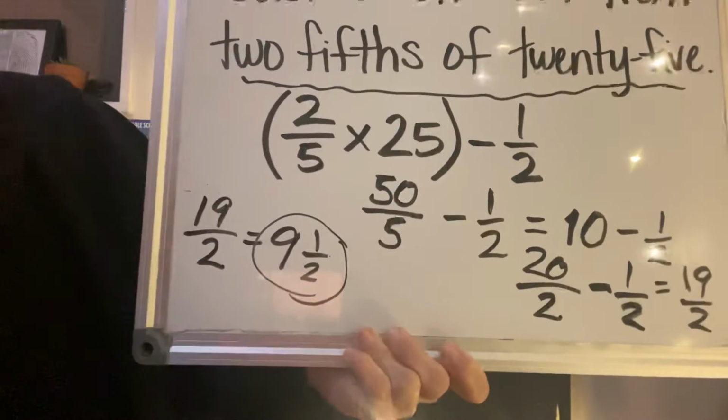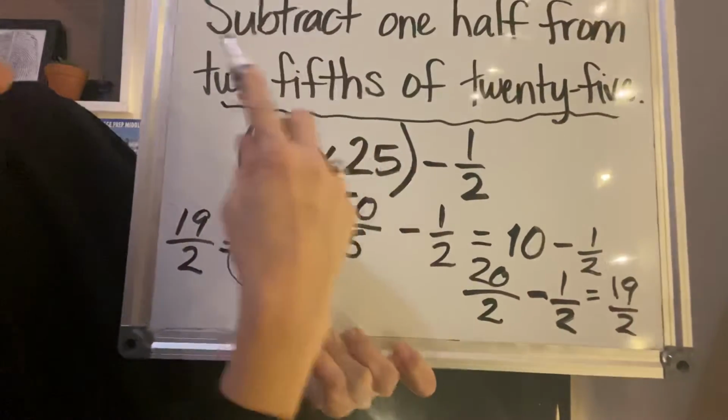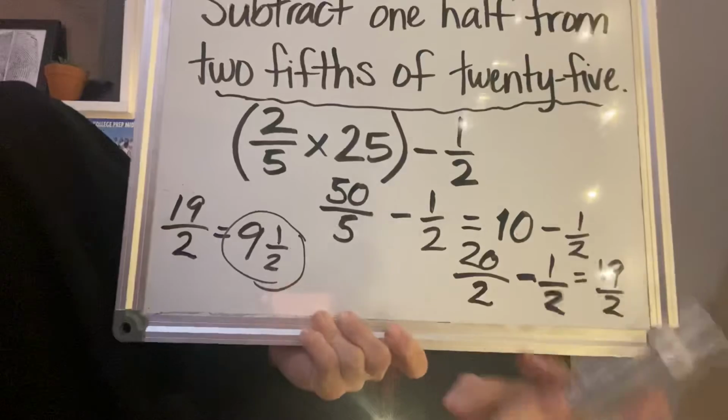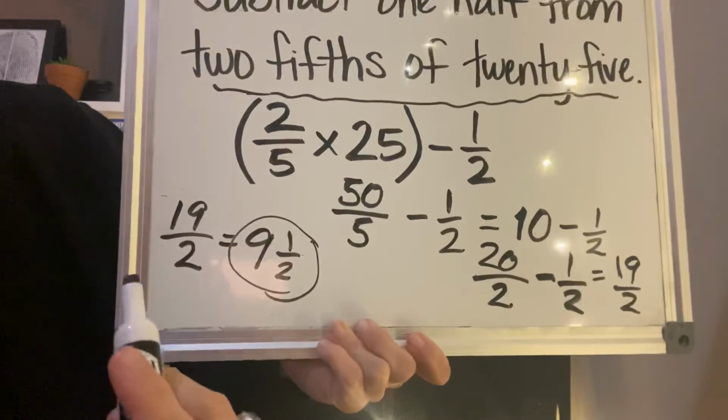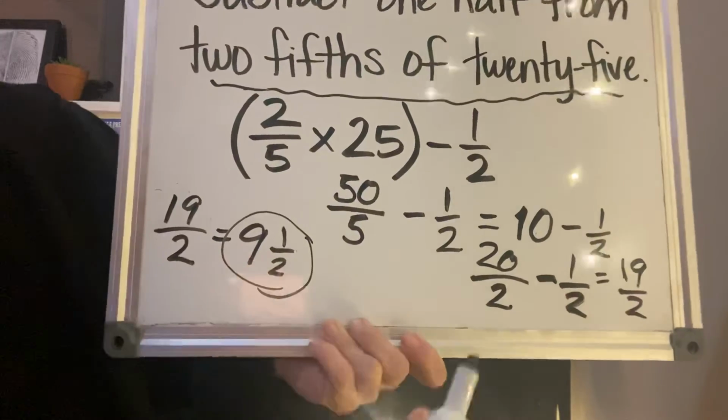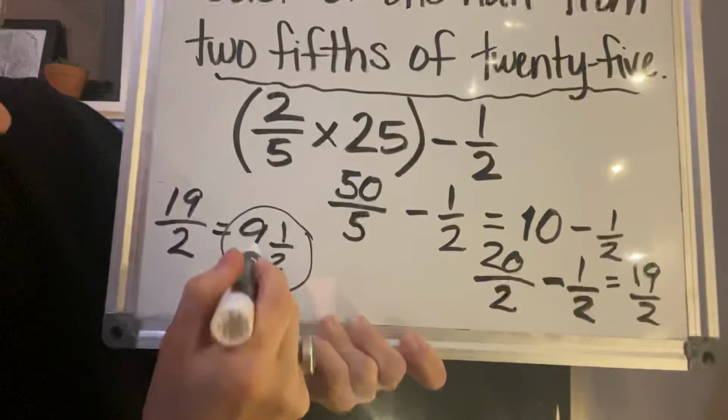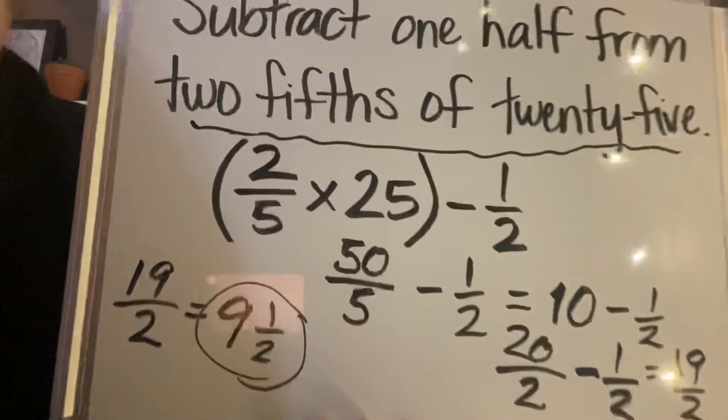So your solution to this written and numerical expression is 9 and a half. That's your final answer after solving. If you evaluate the expression, that is your answer. Okay? Awesome job, guys.